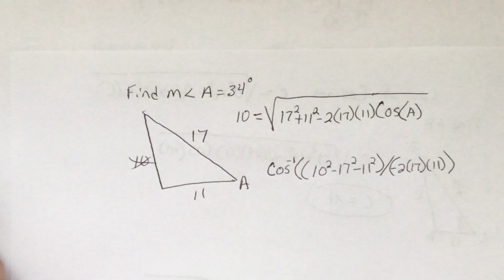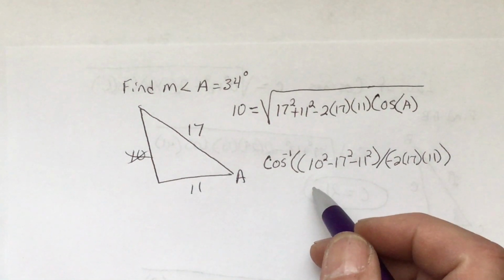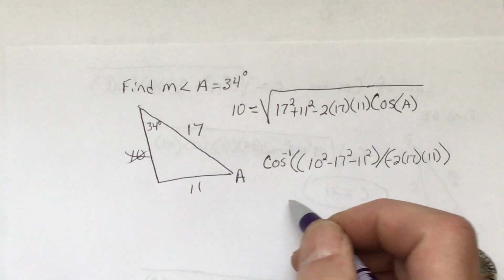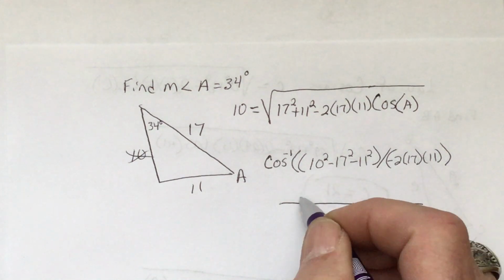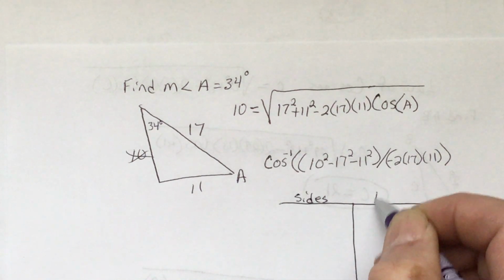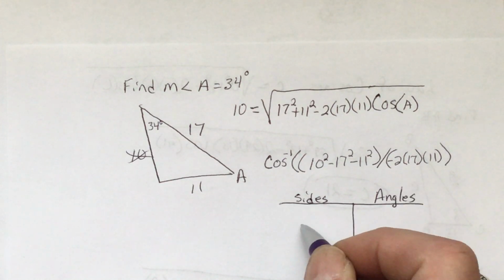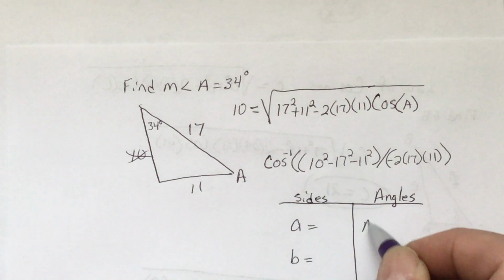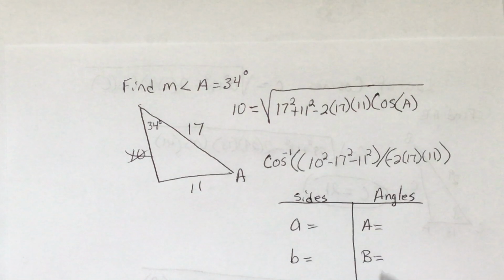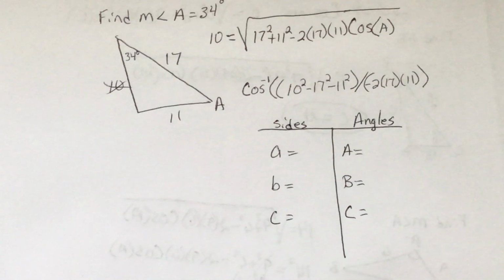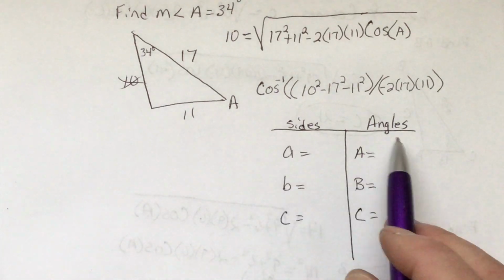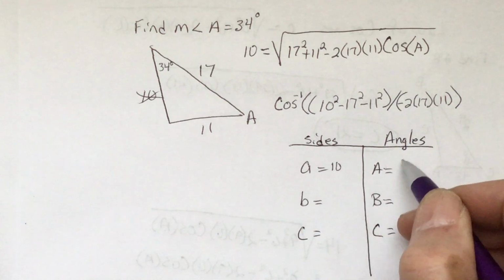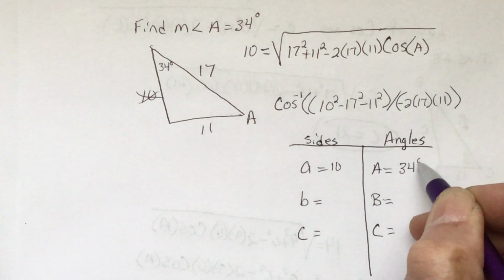Now I'm going to finish this one because you have some that say solve each triangle. Now I know that this is 34 degrees. Okay, so I'm going to make myself a little table here. Sides, angles. This is just so I don't miss anything. Little a, little b, little c. Capital A, capital B, capital C. All right, sides and angles. Well, they did tell me all 3 sides. A was 10, and now I know that angle A is 34 degrees.